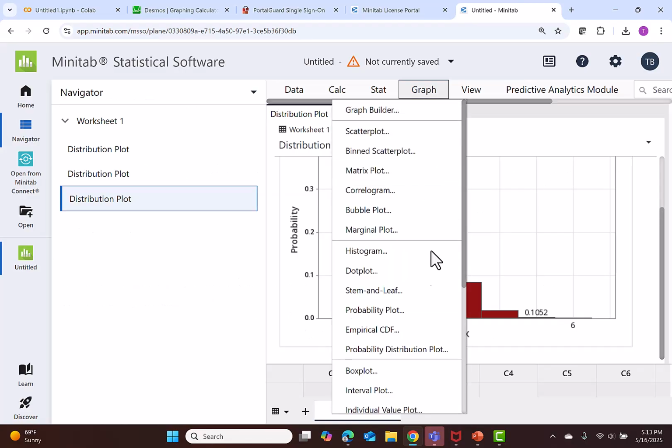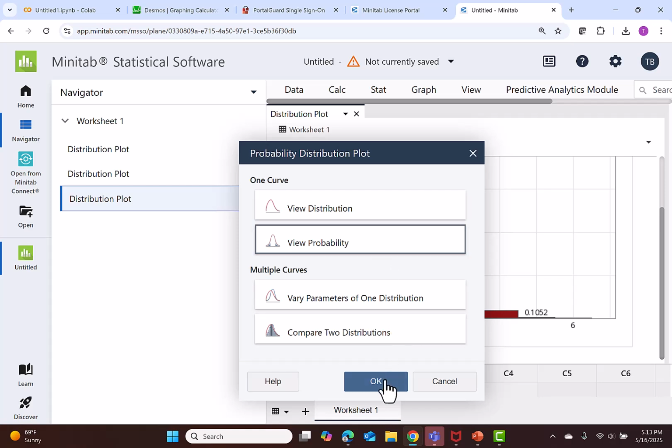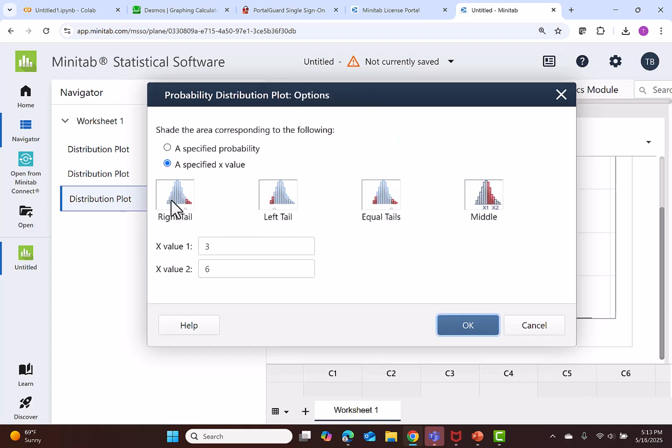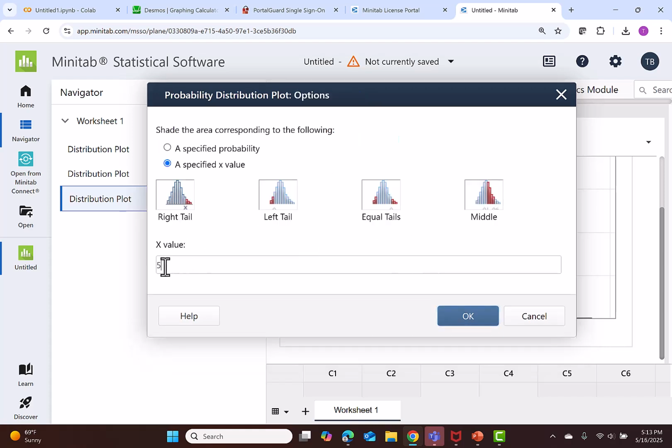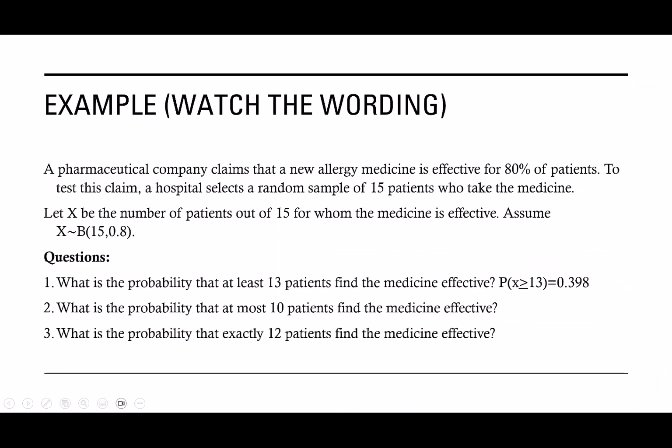Back in Minitab, we hit Graph, Probability Distribution Plot, View Probability. We need to change the number of trials to 15 and the probability of success to 0.80. On the options, we want to go right because we want greater than or equal to 13, which gives us a probability of 0.3980.